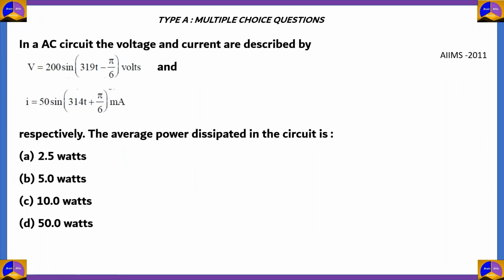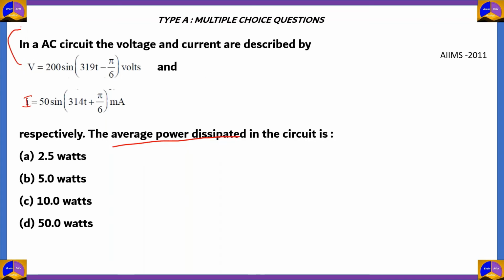Let's look at this question. In an AC circuit, the voltage and current are described by the formulae given below. V is equal to 200 sine of 319t minus pi by 6 volts, and I is equal to 50 sine of 314t plus pi by 6 milliamperes, respectively. Our question is to find out the average power dissipated.